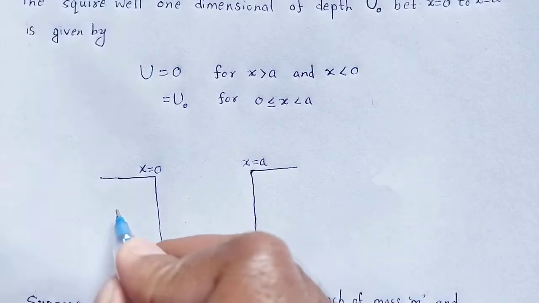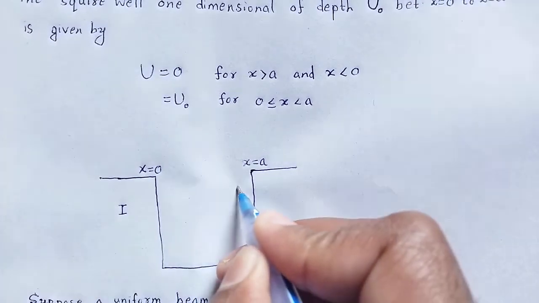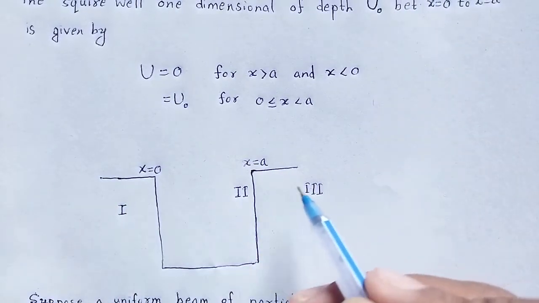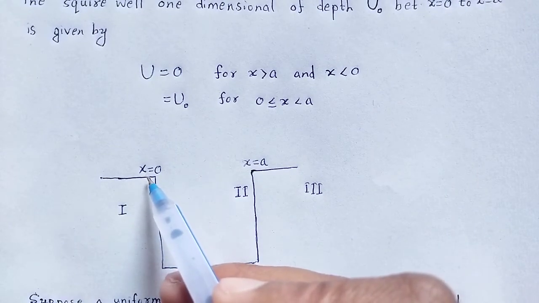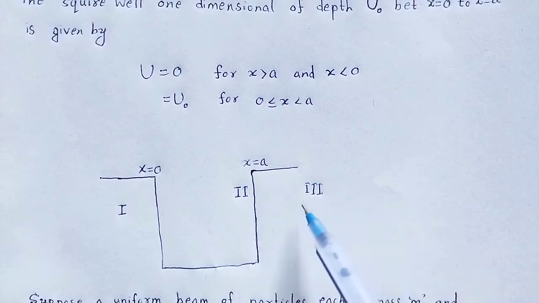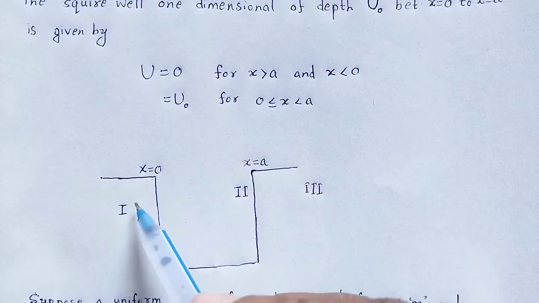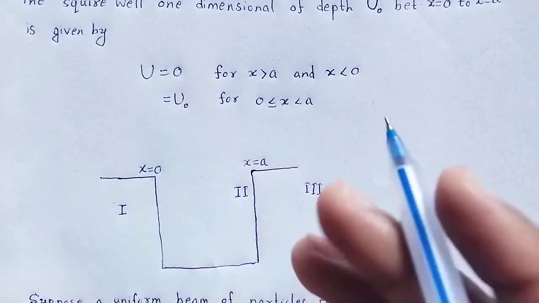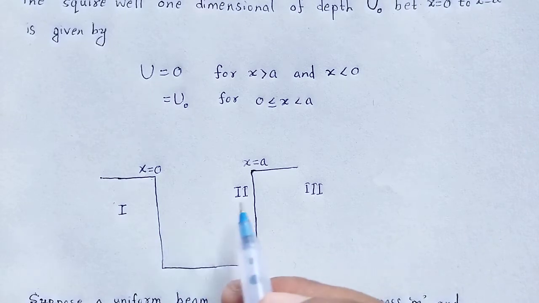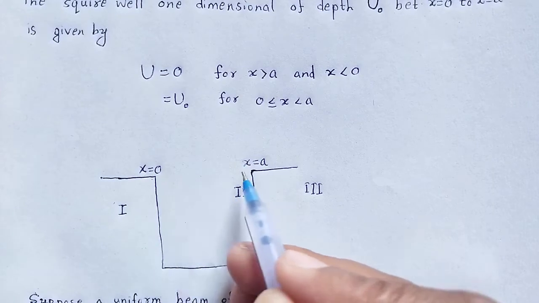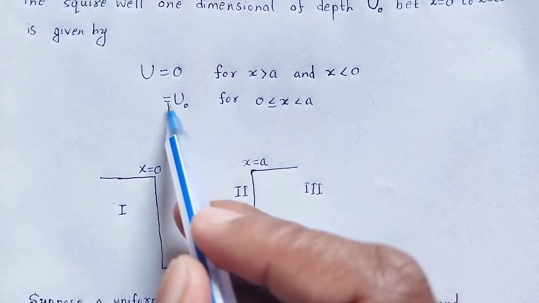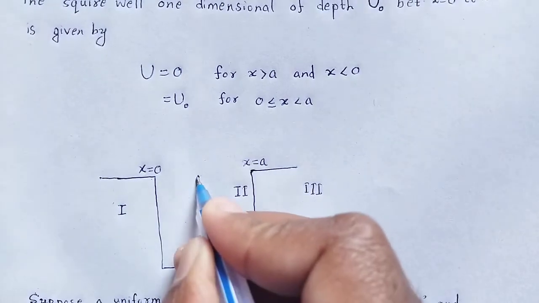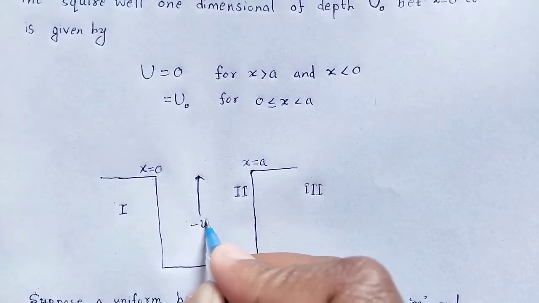In that region, let us call them region 1, region 2, region 3. Regions 1 and 3 mean x is greater than a, that is region 3, and x is less than 0, that is region 1. In region 1 and region 3, the potential will be 0, and in between these two regions, that is region 2, in the range 0 to a, the potential is U naught.